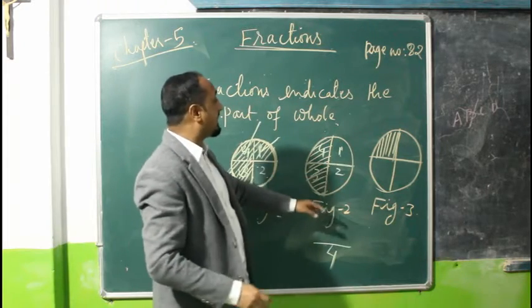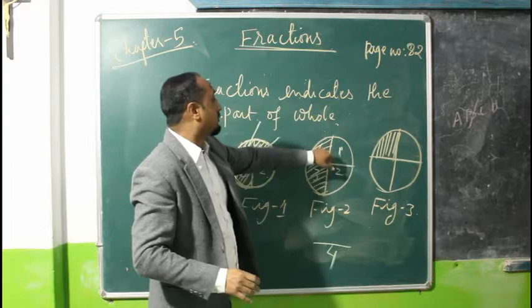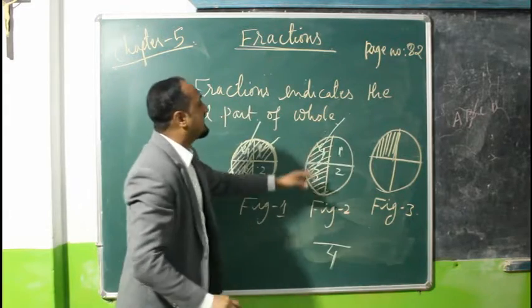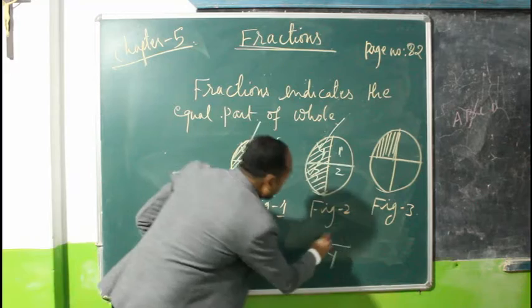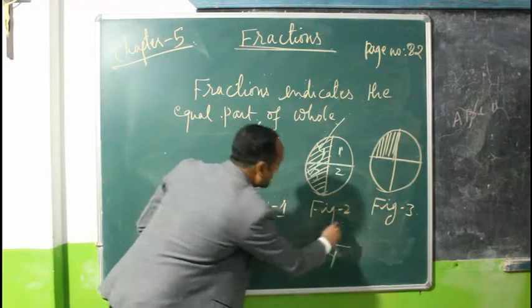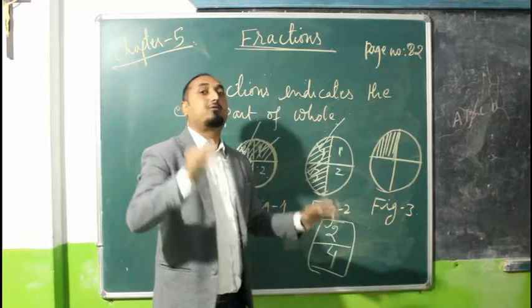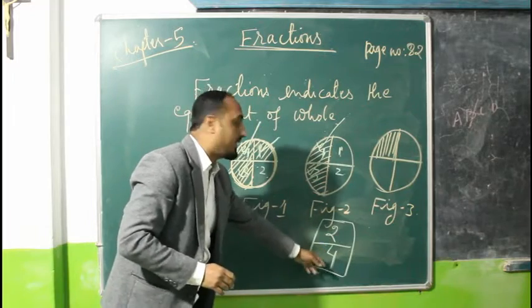Now how many shaded parts are there? 1, 2. Okay, so this part and this part are the shaded portions. So out of 4 we have 2 shaded parts. So if we represent this figure number 2 in a fraction form, then we can write it 2 by 4.